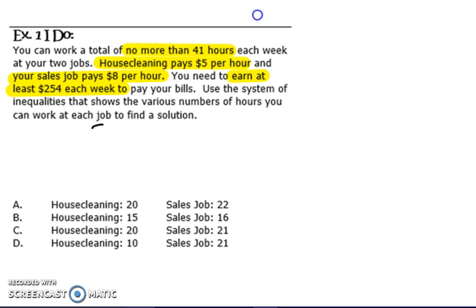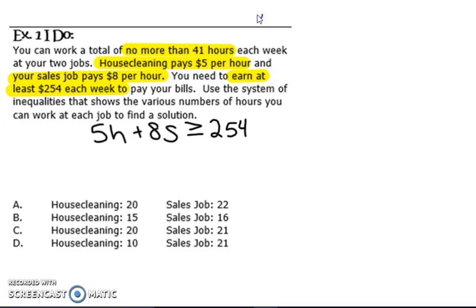So we're going to take $5 for housekeeping plus my $8 in my sales job, and I need to earn at least $254. Well, at least is telling me that I can earn that or I can earn more. So that's going to be greater than or equal to 254. Think of your bills. If you're paying at least the minimum, you can pay more than that. You just cannot pay less than it.